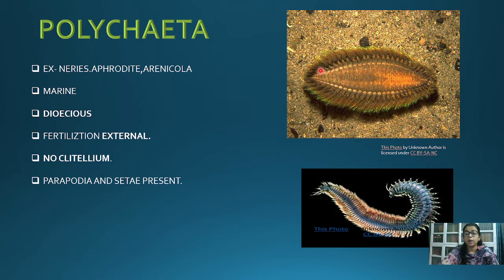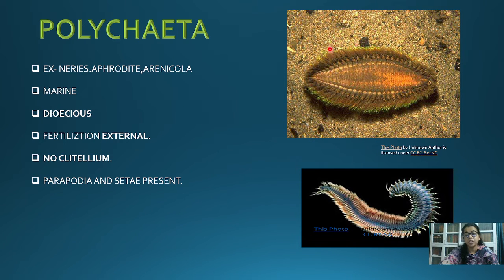What is dioecious and what is monoecious? This needs to be understood. Monoecious organisms are those whose male and female reproductive organs are present in the same individual. Dioecious organisms are those whose male and female are present in different individuals. So, their male and female are different, in short.